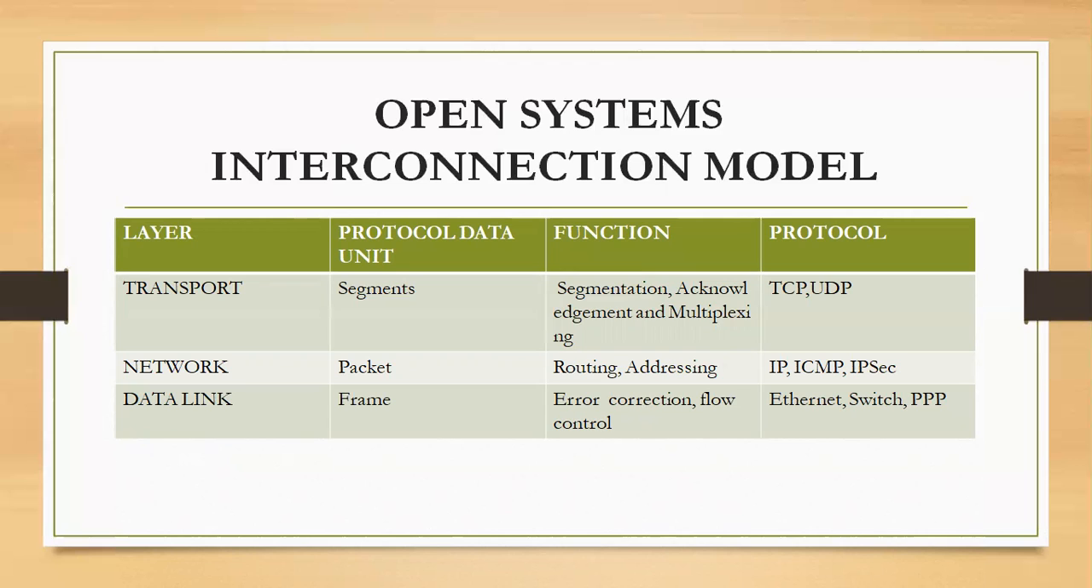So maybe I have 10 streams of data to transmit. I can multiplex them into a single stream. Then when it gets to the receiving end, it can be demultiplexed back into 10 streams. Is that not wonderful? All right, so the protocols there, you have TCP and UDP. Transmission Control Protocol.